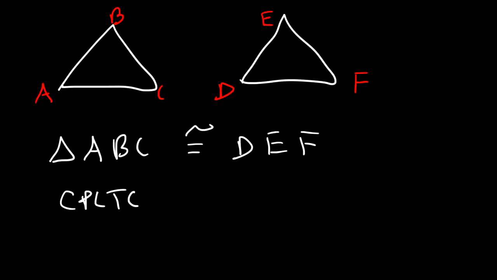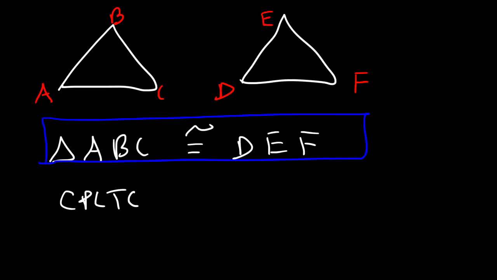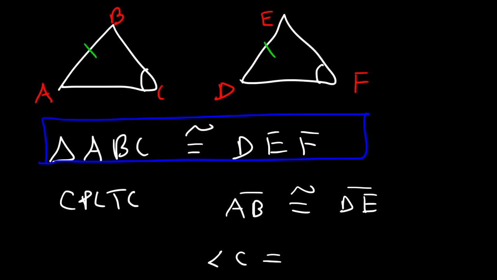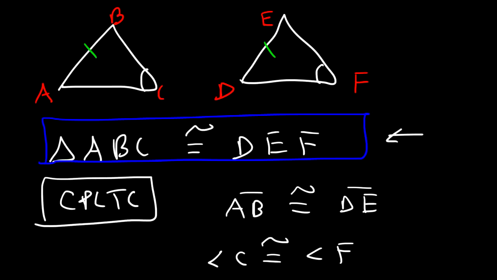So if these two triangles are congruent, I could say that AB is congruent to DE. I could say that angle C is congruent to angle F. I can make any statements about any corresponding parts and show that they're congruent, or state that they're congruent based on CPCTC if I prove that the two triangles are congruent. So the best way to learn this is through a series of practice problems.